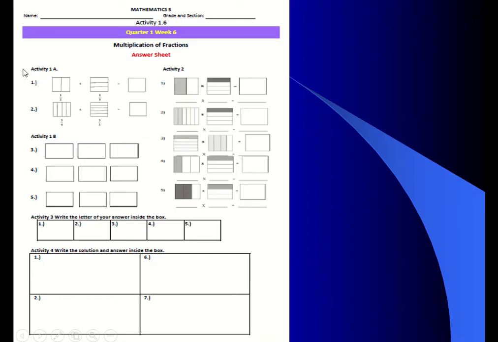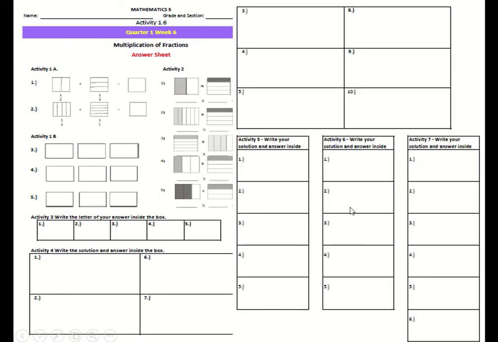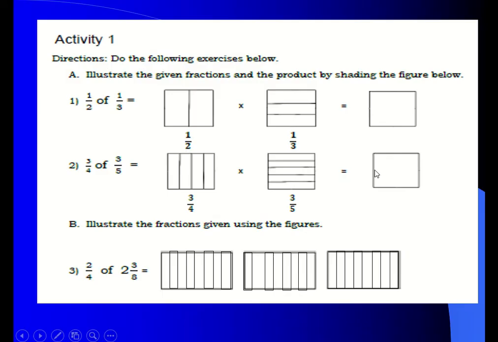So, to answer our activities, you're going to use this answer sheet. This is where you will answer activity 1A, activity 1B, activity 2, activity 3, and activity 4. So, here is the back page. Dyan yung susulat yung sagot nyo.